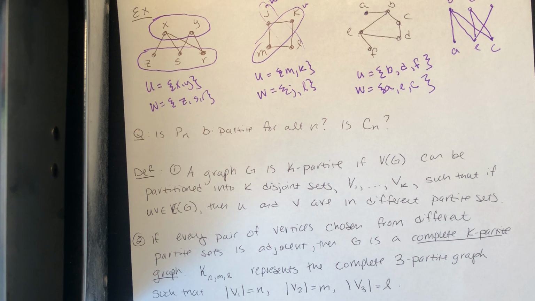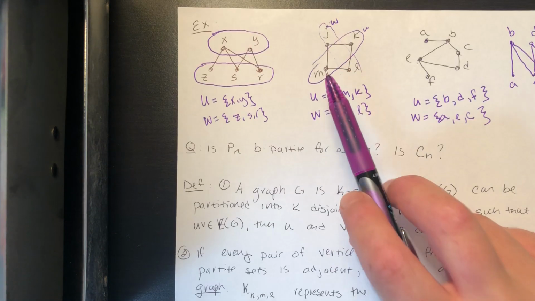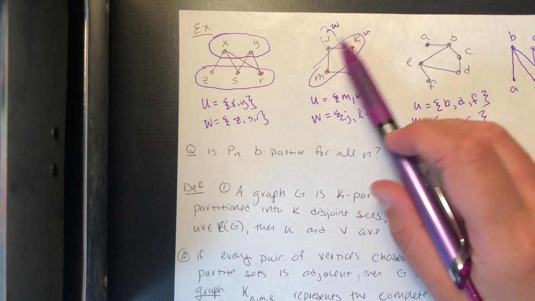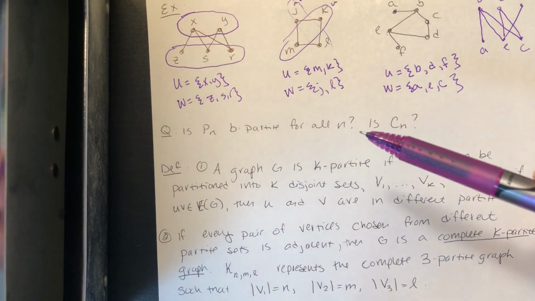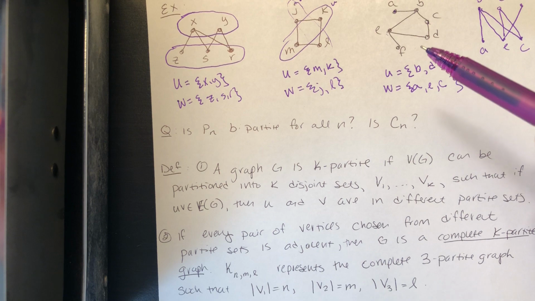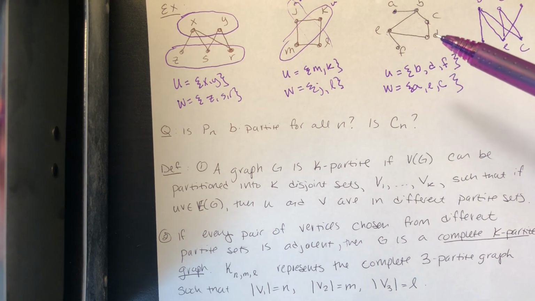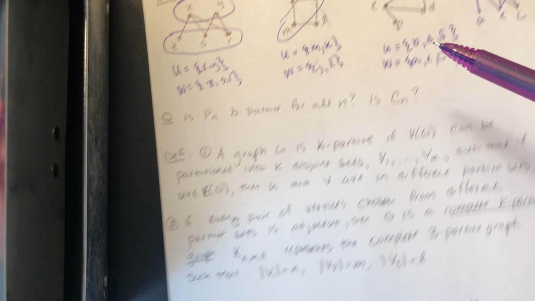Is Pn a bipartite graph for all n? Is a cycle graph always going to be bipartite? Right, so this example here is C4. This was a bipartite graph, but is every cycle graph going to be bipartite? This is a good thing to think through and try and convince yourself one way or the other.